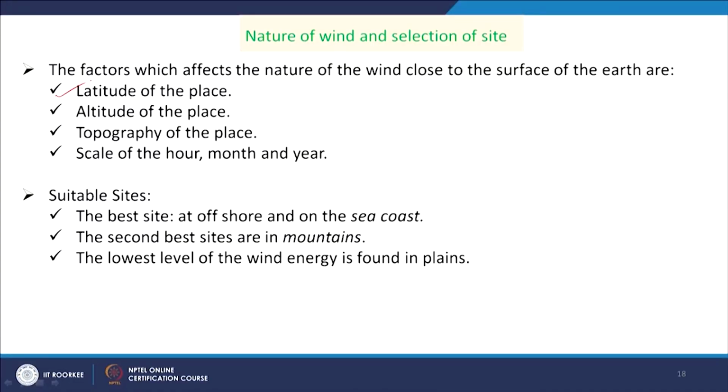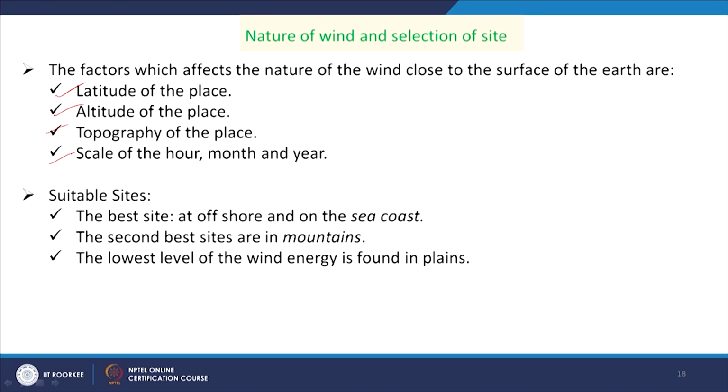Nature of wind means whether it will have sufficient speed or not, and that will depend upon many factors: the latitude of the place, altitude of the place, topography of the place, and the scale of hour, month and year, that is, at what time, in which month and which year. So, all those things will influence the wind speed and the type of wind that we mean.